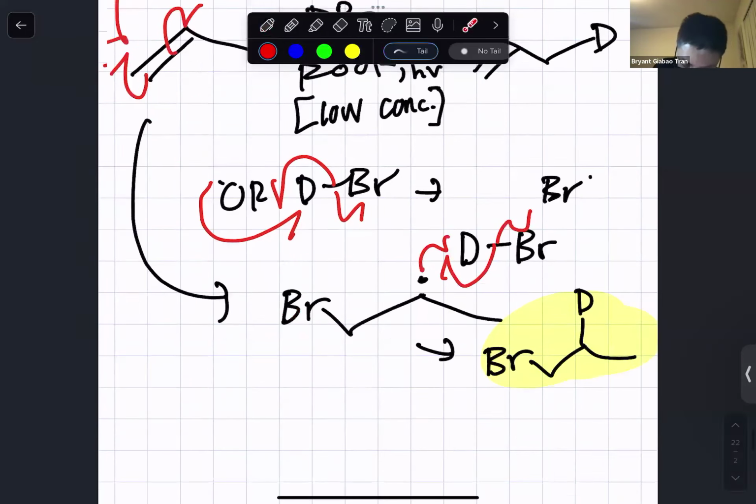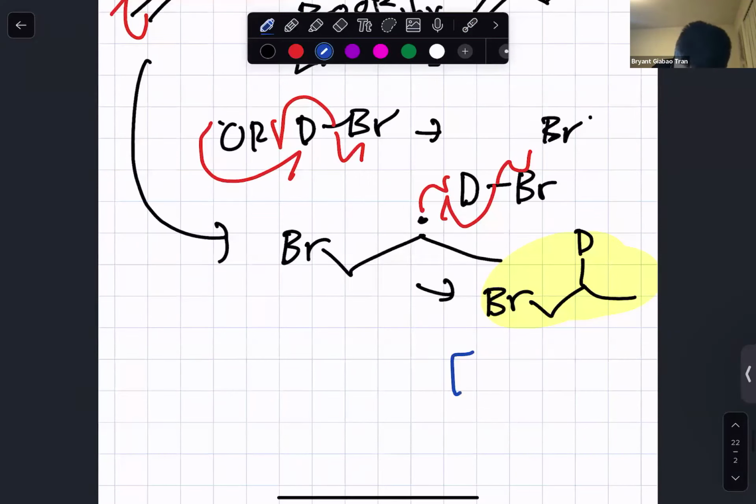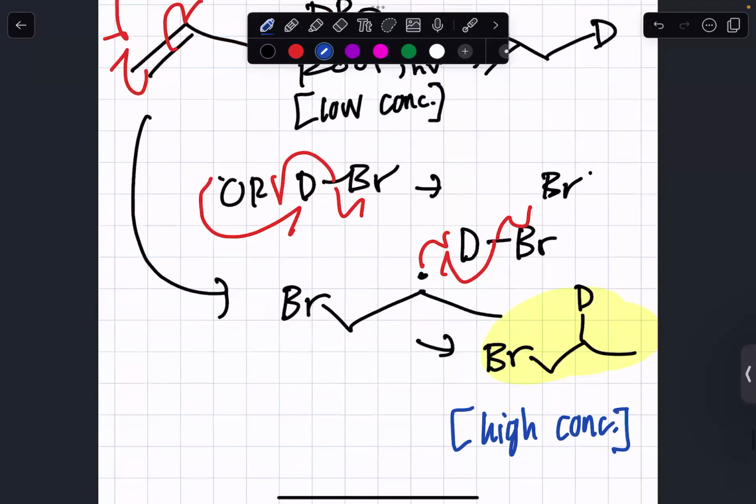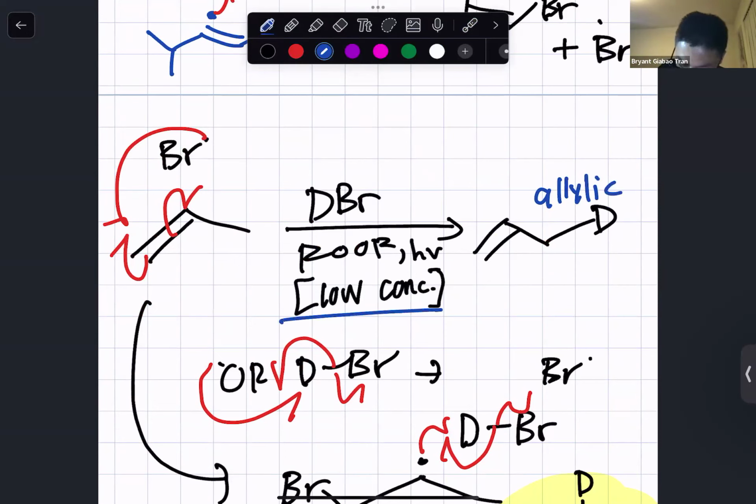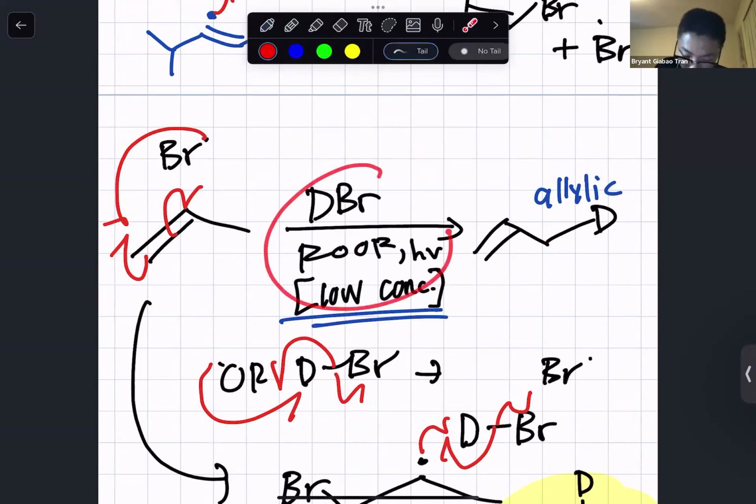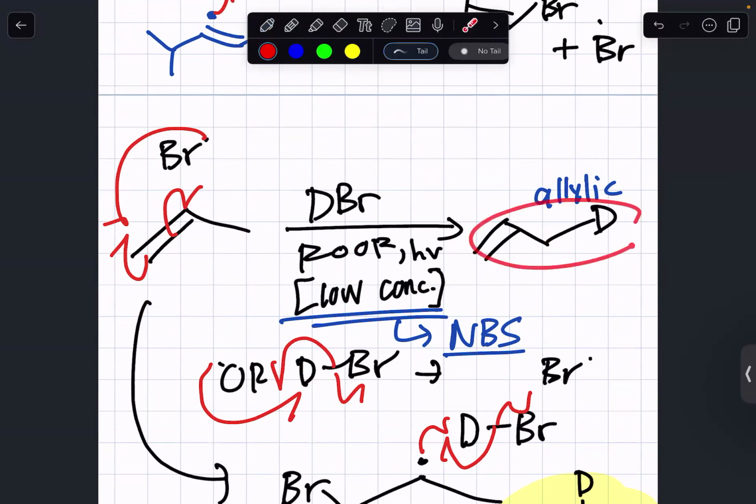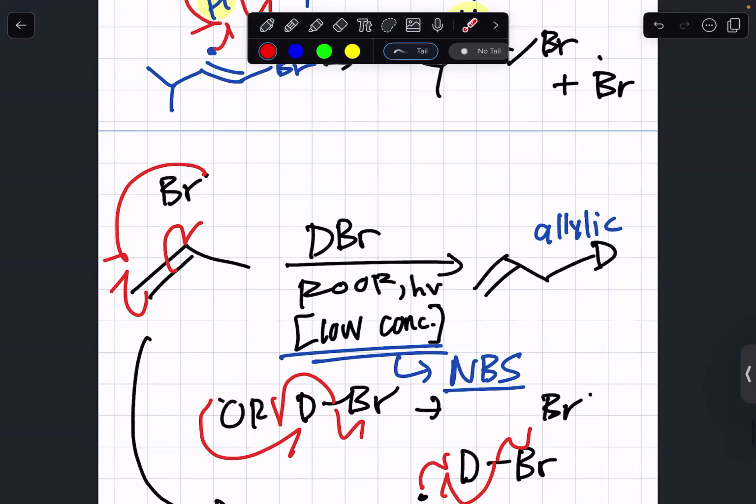If you have this in high concentration. Yeah, because that was different from what the entropy was, which is why I was confused. Yeah, this allylic one here only works if this is in low concentration, which is why we barely use this in low concentration. We use the NBS route, which we don't have to worry about concentration at all because this NBS automatically keeps it at low concentration. Okay, and the NBS is what creates the allylic position for the D to attach.